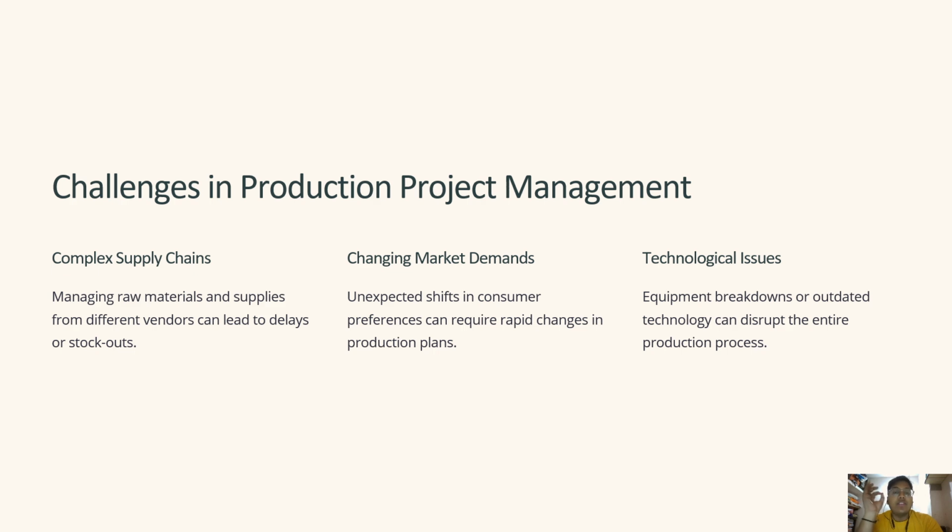And the next is technological issues. Basically, equipment breakdowns or outdated technology can disrupt the entire production process. So we have to keep updating the technology also, which can again cost us, adjusting it.